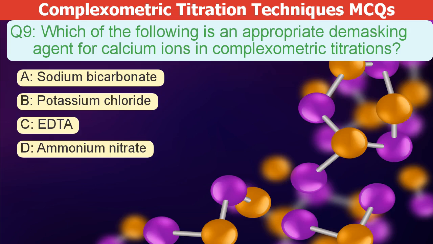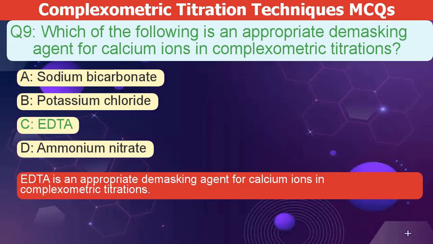Which of the following is an appropriate demasking agent for calcium ions in complexometric titrations? A. Sodium bicarbonate. B. Potassium chloride. C. EDTA. D. Ammonium nitrate. The correct answer is C. EDTA is an appropriate demasking agent for calcium ions in complexometric titrations.